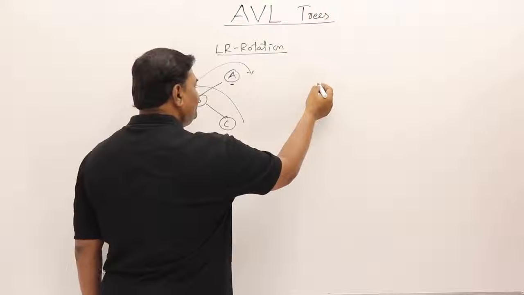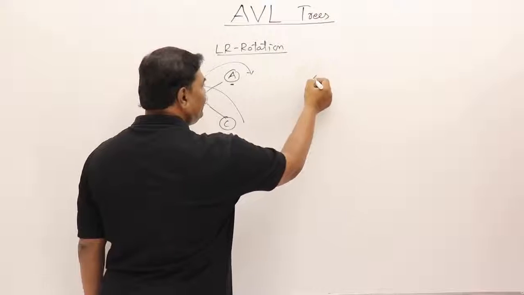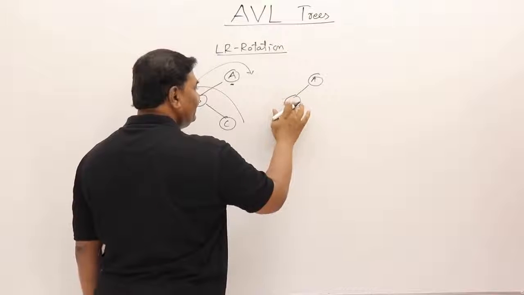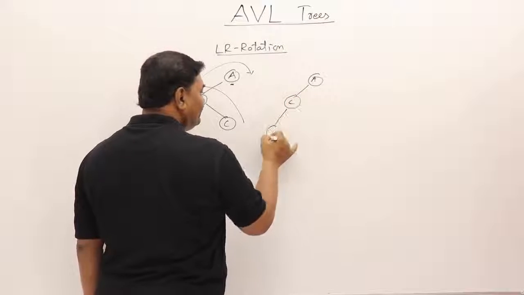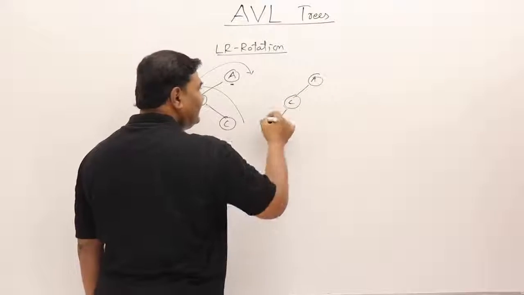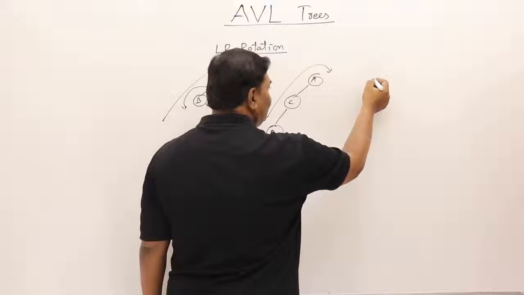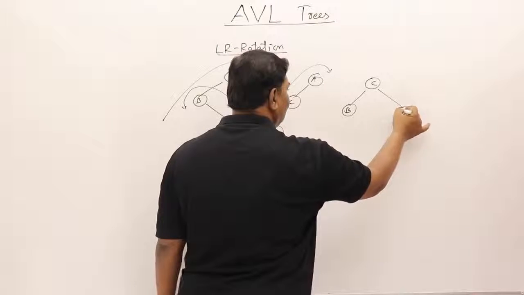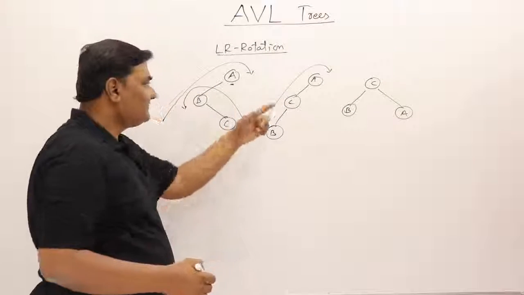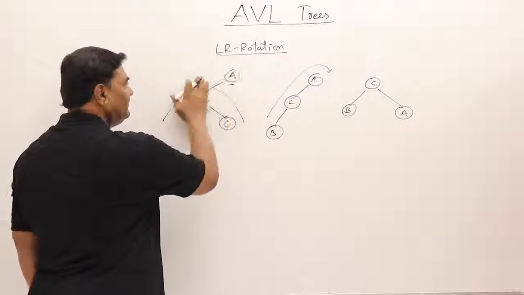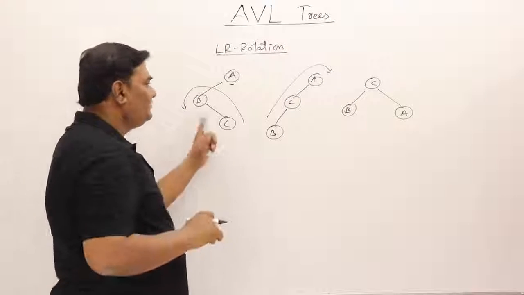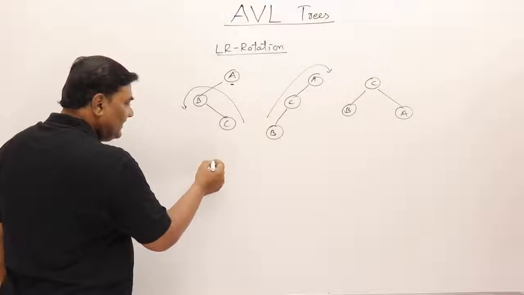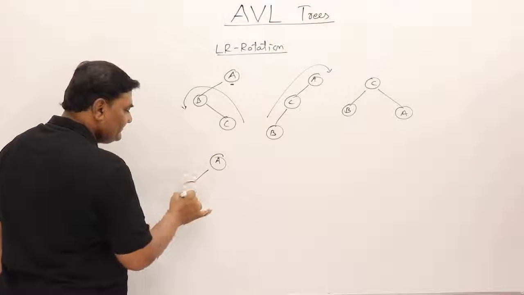But finally, what will be the result if the first step is performed? A, B on this side, and C on this side, and B comes here. Then again, when this rotation is performed, C goes here and B remains here and A will be on the right side. It looks like this by taking 2 steps. Now, can we show it in a single step? How can we show it in a single step?